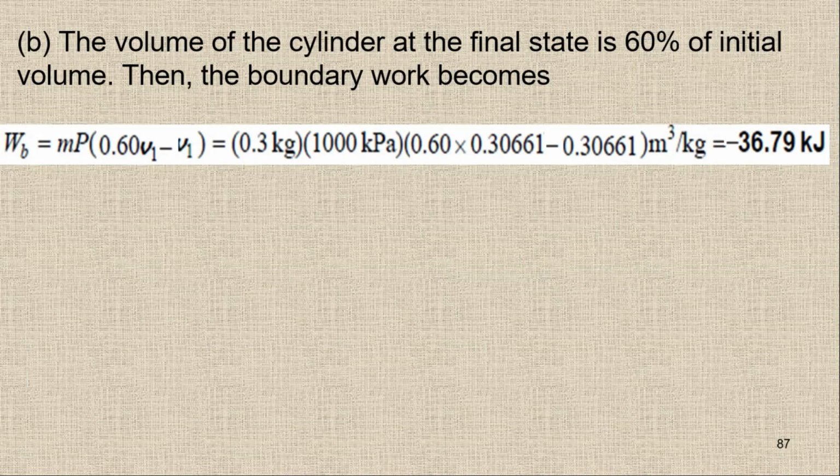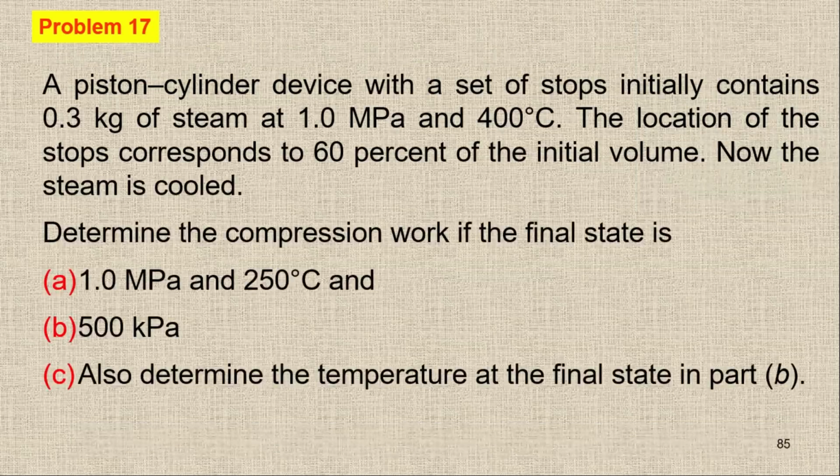Now in the second part, we have only the pressure value here, the pressure value of 500 kilopascal, and nothing else is given. So we don't know the volume. But here, if I assume that the piston is touching the stops, it means V2 is 60% of the initial volume. So V2 is 0.6 of V1. If the piston is touching the stop, the final volume is 60% of the initial volume, and we have the pressure of 500 kilopascal.